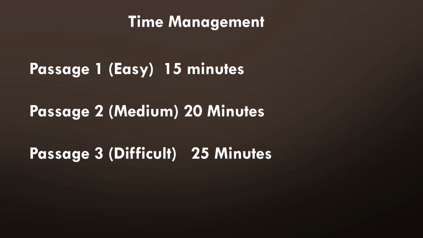Time management in the reading module: mostly students are running short of time and are unable to manage it. So I'll share this strategy. Whenever you are dealing with passage number 1, which is almost easy, spend 15 minutes. Don't spend more than 15 minutes on passage number 1, because all three passages hold equal marks. Passage number 2 is medium, so you should spend 20 minutes, and passage number 3 is difficult, so you should spend 25 minutes. The 5 minutes which you have saved in passage 1 you can spend here to deal with passage number 3.